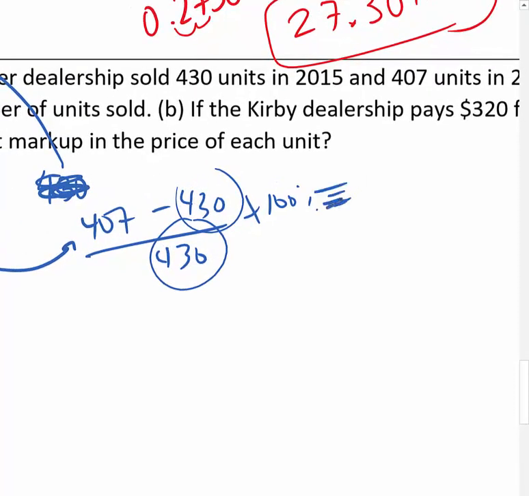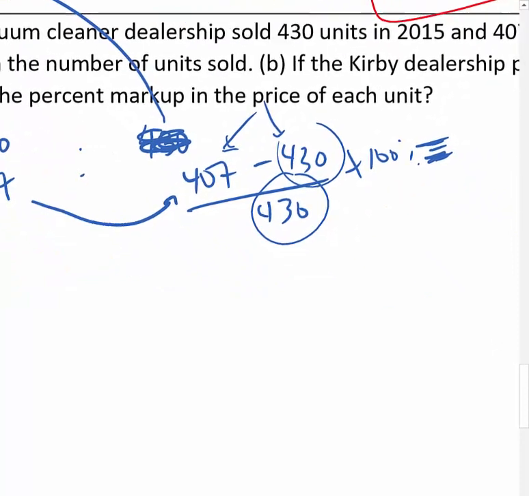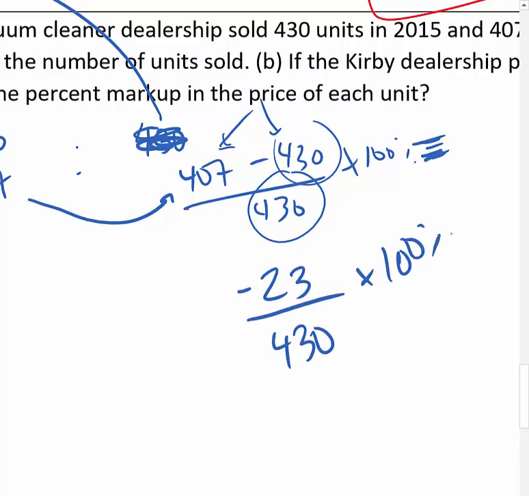So let me see here. And notice that if you think about it, this is going to be a negative number because you're subtracting a larger number from a smaller number in the numerator. But it makes sense that we're going to have a negative because the number of units sold is decreasing from year to year. So of course you're going to get a negative. That makes sense. 407 minus 430, that's going to be negative 23 over 430. So I'll divide those next.